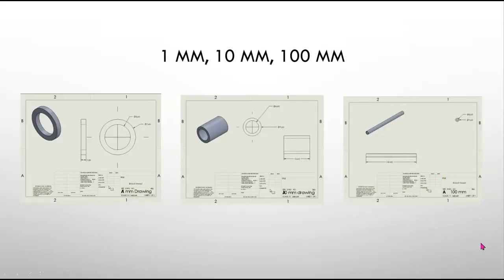These are my drawings for each of the blood vessel lengths. So we have one at 1 millimeter, we have one at 10 millimeters, which is in the middle, and the 100 millimeter, which is on the right side.